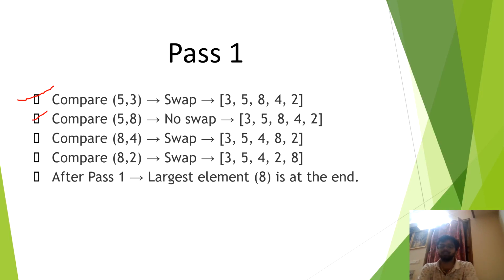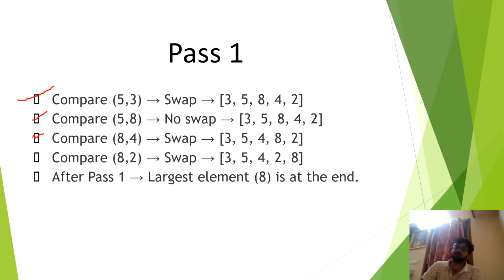We are going to follow the same step again. Now we are going to compare 8 and 4. Which is bigger? As we know, 8 is bigger than 4. The first element is bigger than the second element, so we are just swapping. Once swapped, what is the result? 3, 5, 4, 8, 2. The third point is simple and clear.